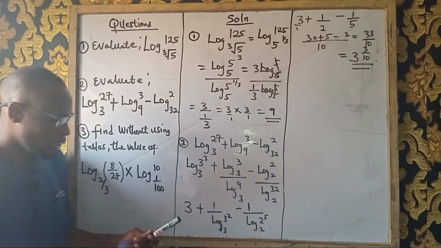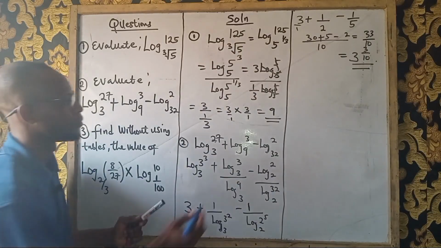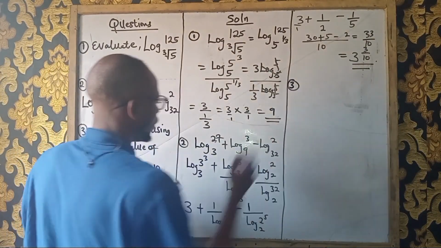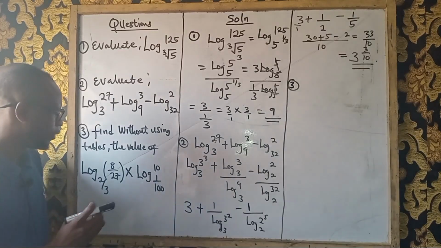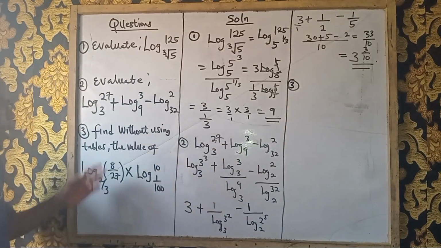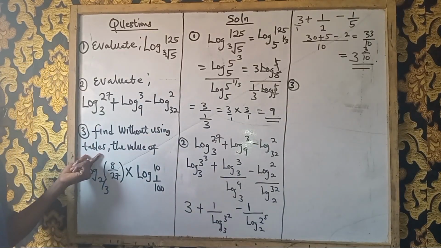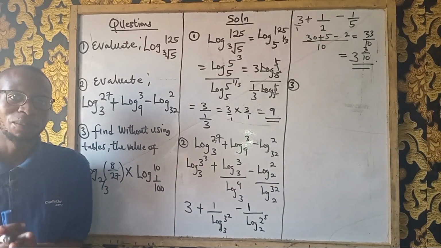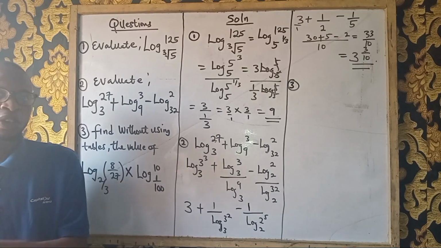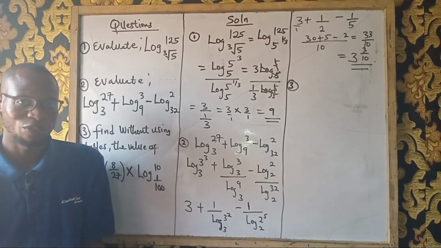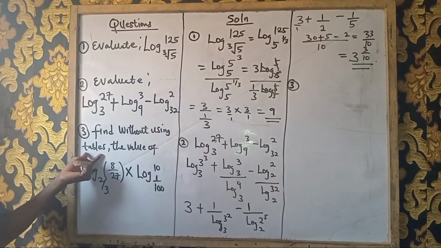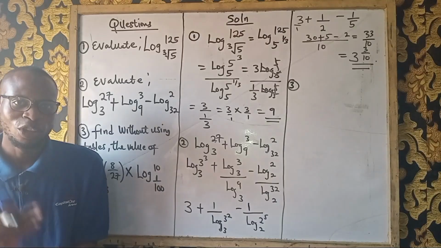So let's move over to the next question, number three. We are asked to find, without using tables, the value of this expression. Now, this phrase is very, very important. When they say without using tables, it simply means you are not advised to use a mathematical table or four-figure table. You understand what I'm saying? Tables means either four-figure table or mathematical table.